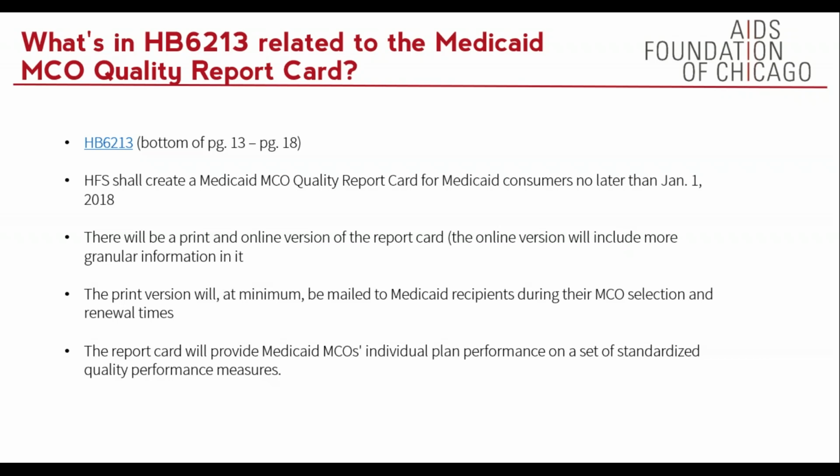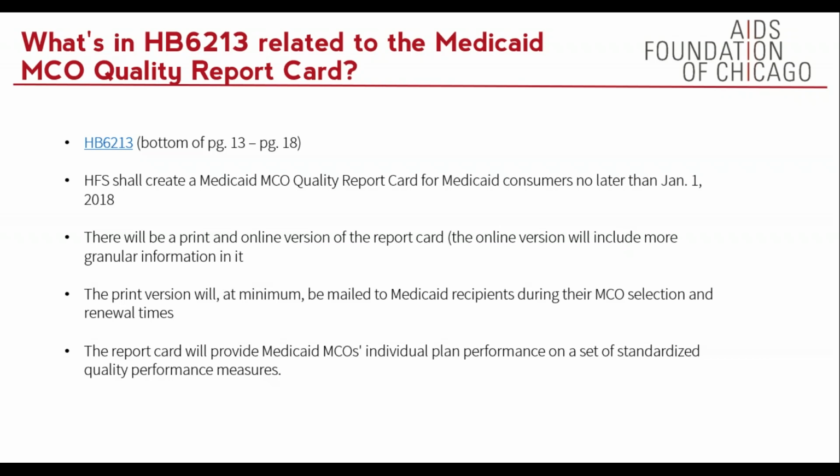The reason why it was a delayed implementation was because, as part of the negotiation, HFS asked for a little bit more time to fully implement this version of the report card, and so that's where we landed. We landed with January 1, 2018. So this version of the report card that you're seeing and you have access to online is actually the first version that almost fully complies with the provisions within House Bill 6213. The law also says that there has to be a print and online version of this report card, with the online version having more granular information than what the print version has.